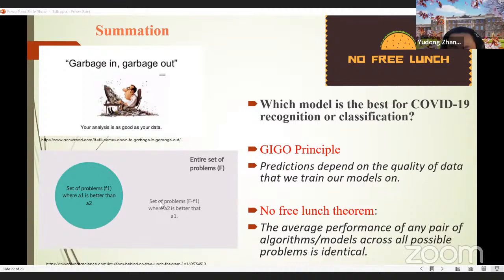Or on some other data set we have not collected yet. So the no-free-lunch theorem tells us, no, the average performance of any pair of two models across, let's say, all the COVID-19 data is identical. So let's make a long story short. There's no need to argue which model is better or not.